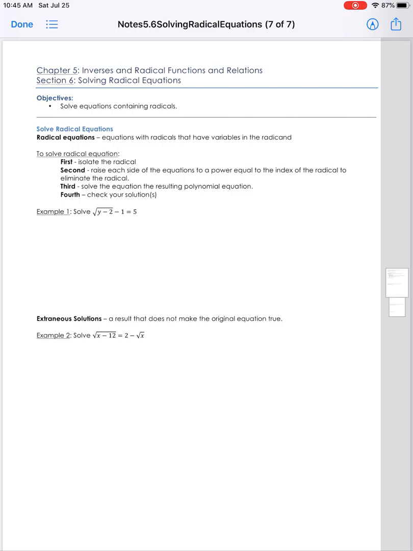So the last section we have in this particular chapter is solving a radical equation. When you have a radical equation, what that means is you now have an equal sign in it. We've had all expressions so far where there's been no equal sign. So the steps that we want to follow.